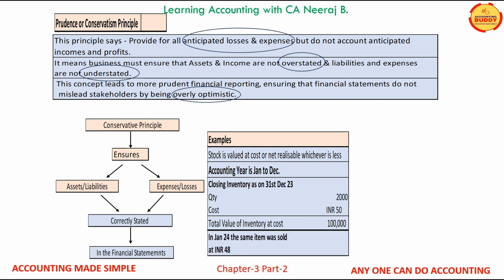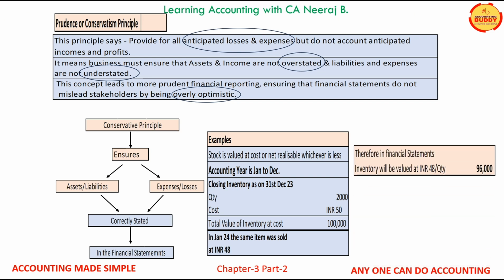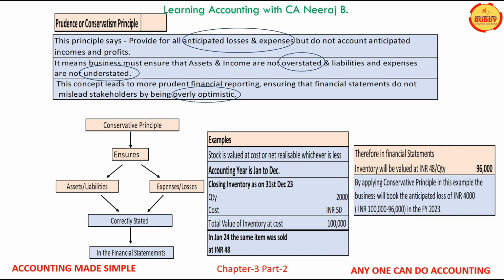In January 24, the same item was sold at INR 48 per item. Therefore, as per the prudence principle, the inventory in this case will be valued at 48 INR per item and the total value of inventory will be INR 96,000 and not INR 100,000. By applying the prudence principle, the business in this example will book an anticipated loss of INR 4,000 and the stock value of INR 96,000 will appear in the balance sheet.